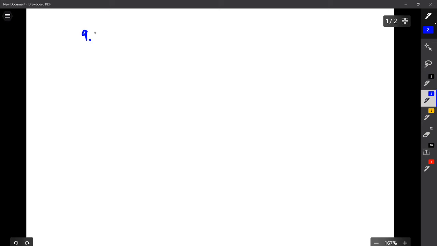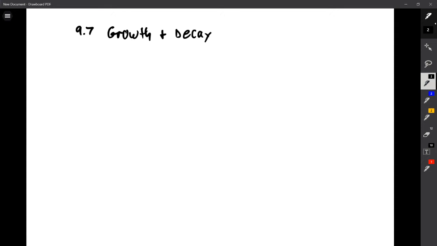This is 9.7, and I'm going to use black because that's what I've been using for these notes. This is called growth and decay. We have a couple of specific formulas that we're going to use that model exponential growth and exponential decay. This is our exponential growth equation.